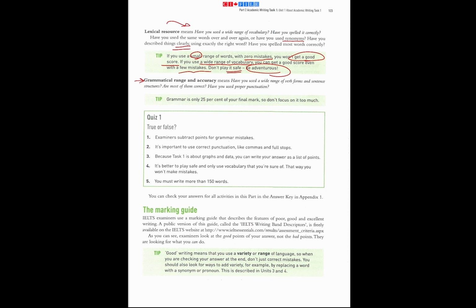Grammatical range and accuracy means, have you used a wide range of verb forms and sentence structures? Are most of them correct? Have you used proper punctuation? Here's a tip for you. Grammar is only 25% of your final mark, so don't focus on it too much.